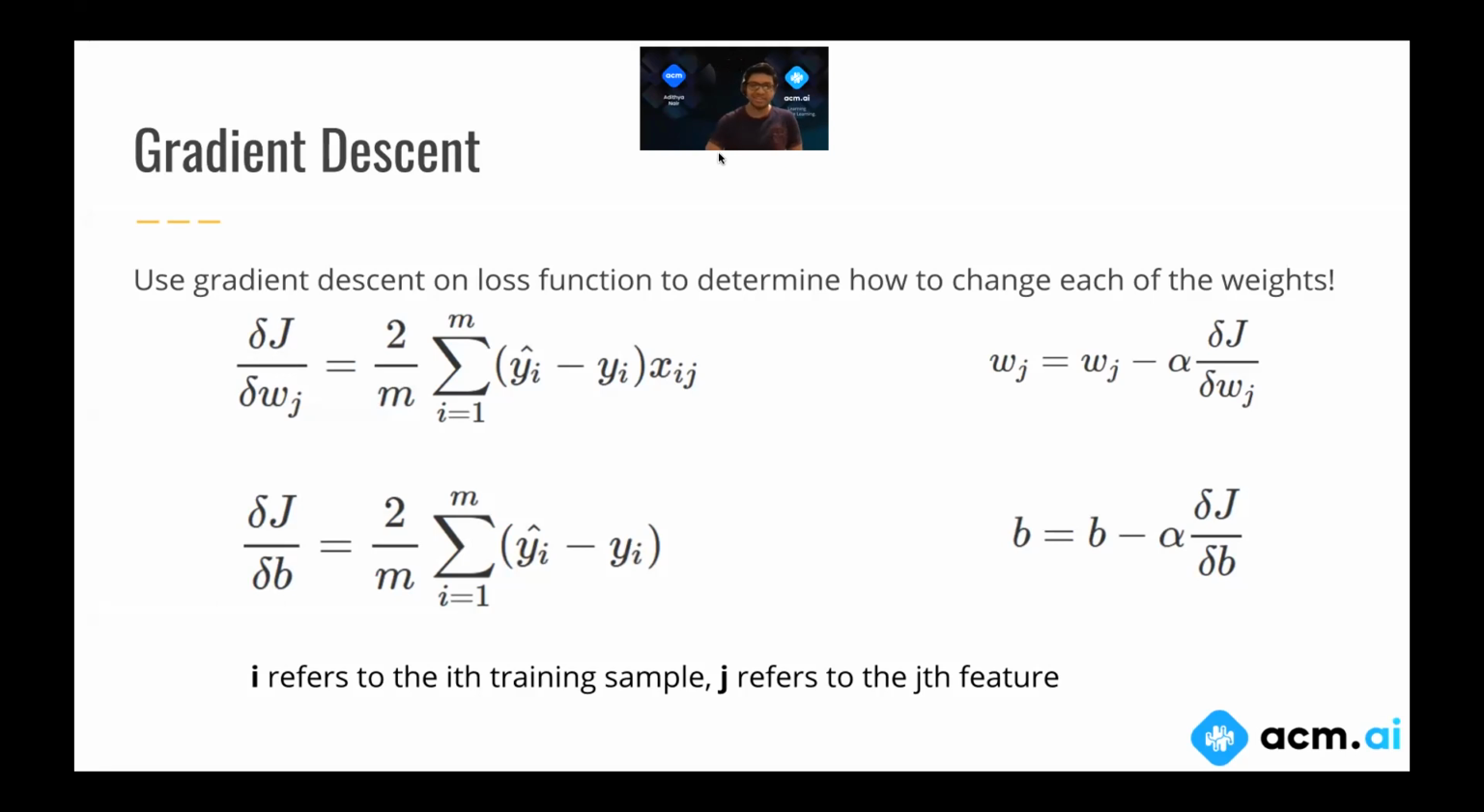So technically, the left hand side of the equation should be w sub j new, and the right hand side should be w sub j old. So you're kind of updating the weight using the partial derivative to get to the weight that we want to use in our model.